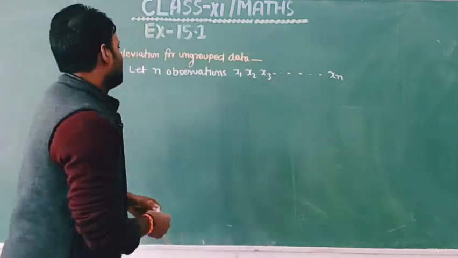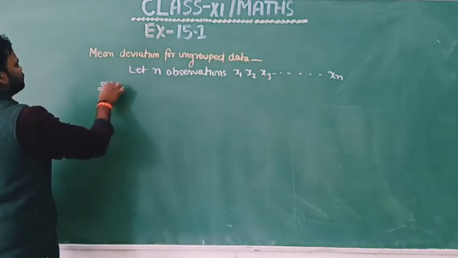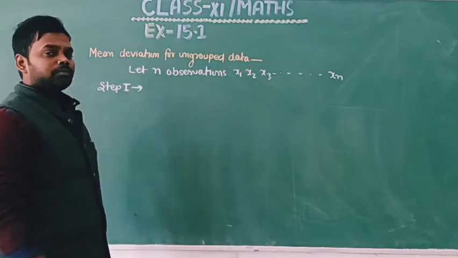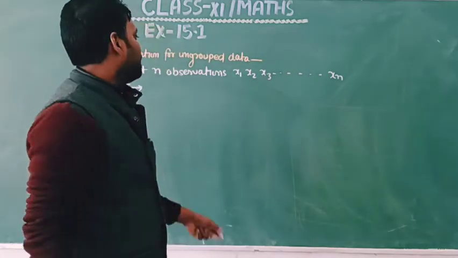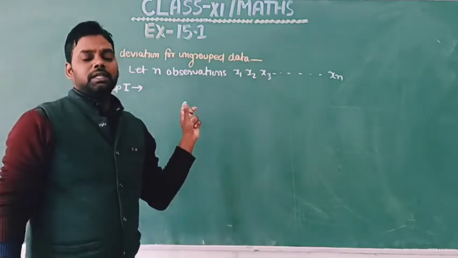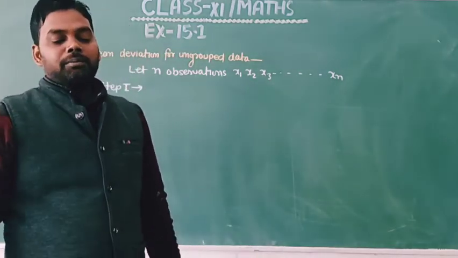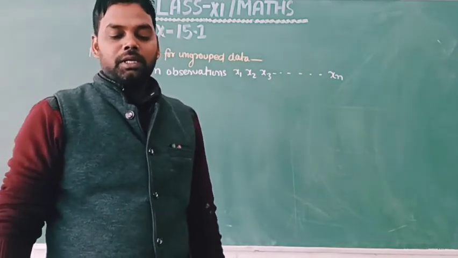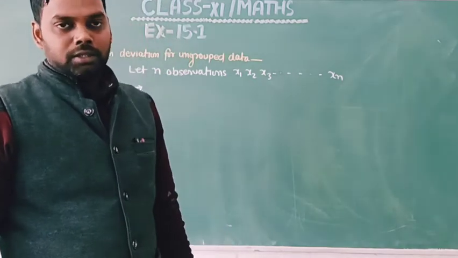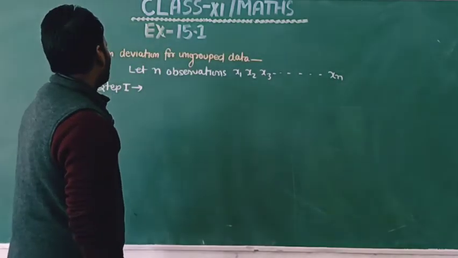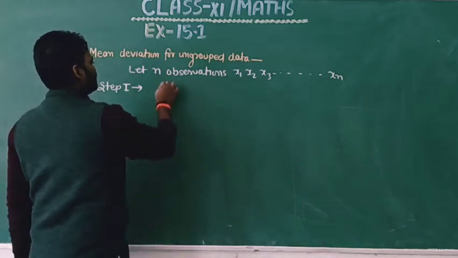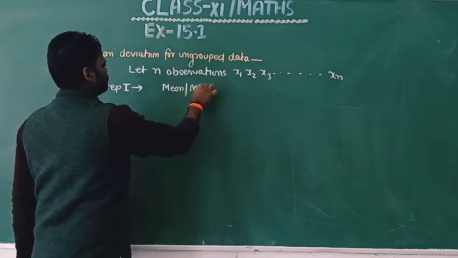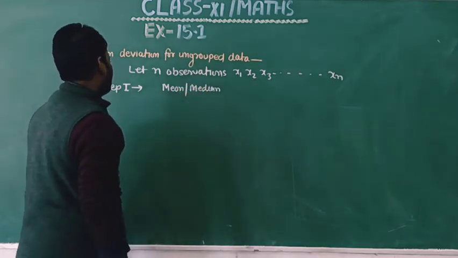In the first step, we find the mean or median, which means calculating the measure of central tendency about which we are going to find the mean deviation.